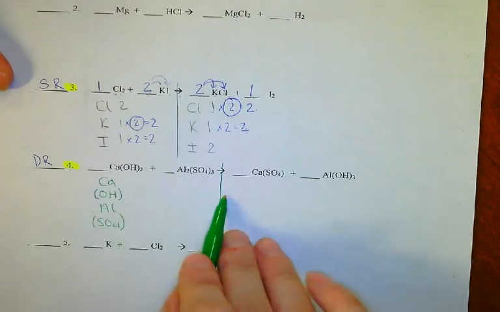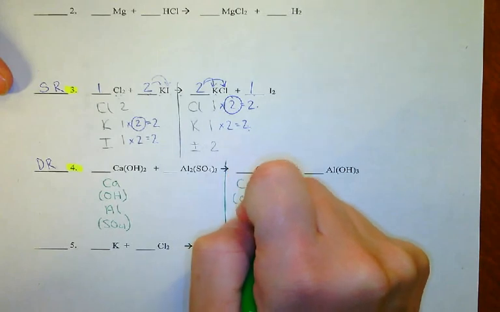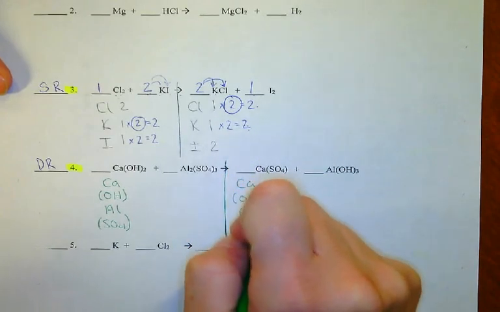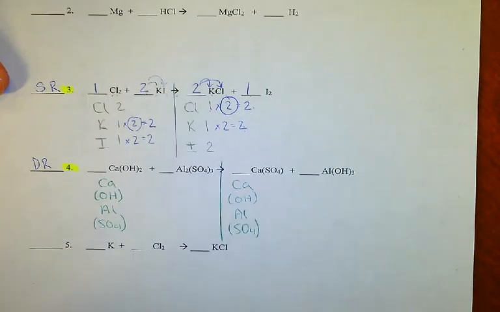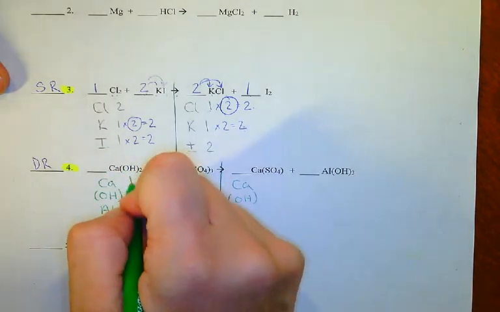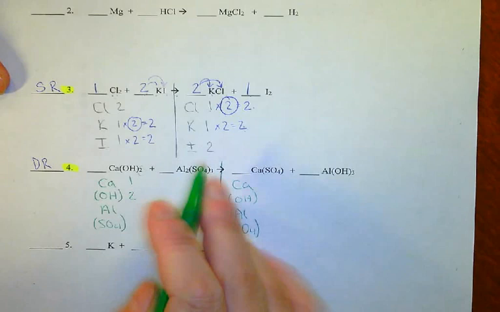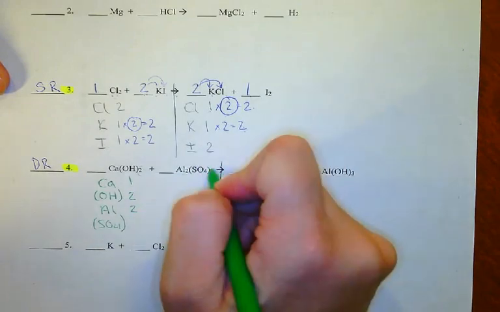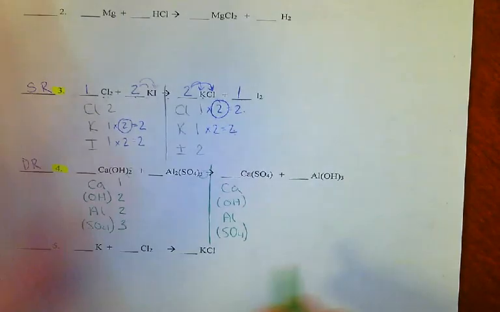You have no idea. I'm going to write down the ingredients in the same order on the other side. Calcium, hydroxide, aluminum, and sulfate. Okay, and then we'll figure out how many we have to start with. I've got 1 calcium here. I've got OH2, so 2 hydroxides, 2 aluminums, and SO4 3. So 3 sulfates, all on my reactant side.